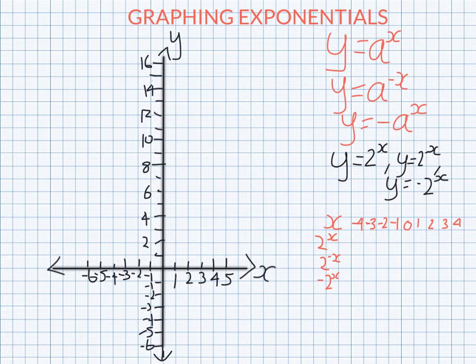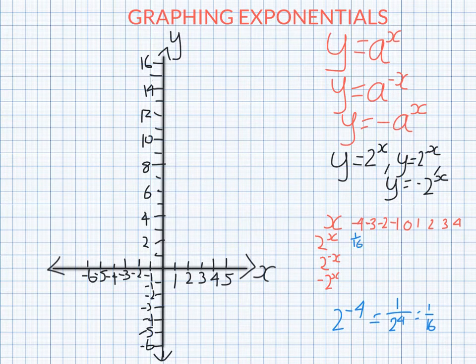So let's say x is negative 4. So 2 to the power of x is 2 to the power of negative 4. Remember, when we did negative indices, that's just 1 over 2 to the power of 4, or 1 over 16. So it's a very, very small number.